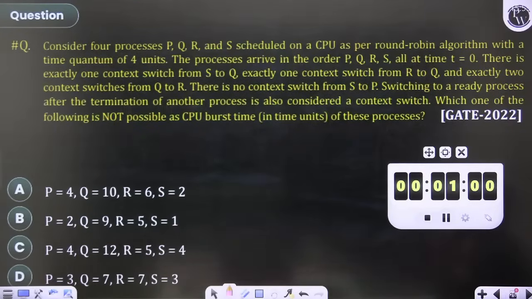This question should not take more than 2 minutes. Okay, let's say 3 minutes.